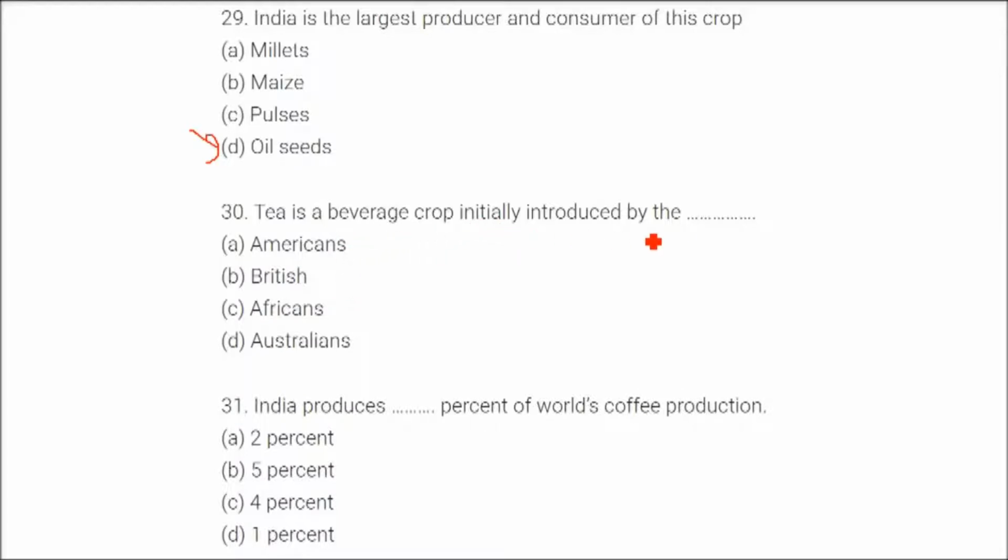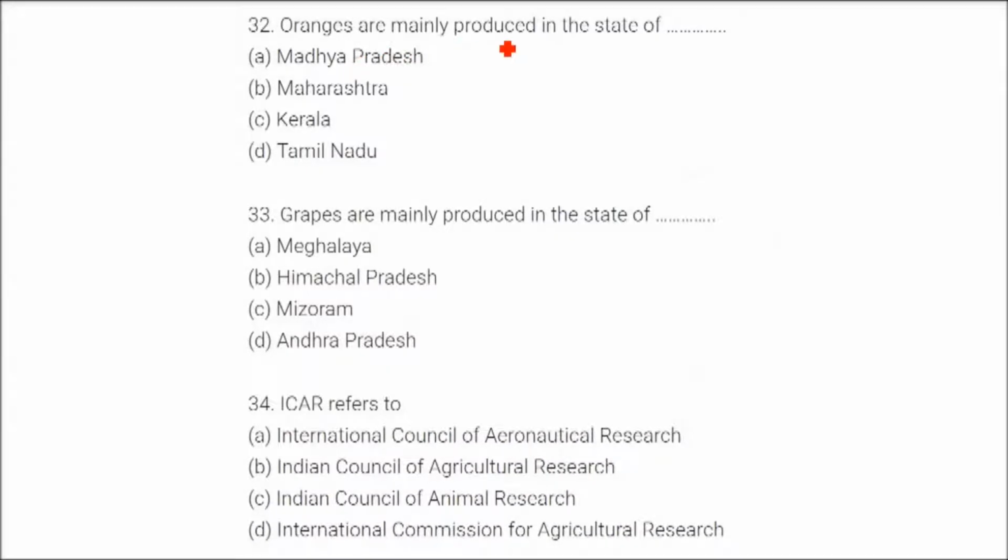Tea is a beverage crop initially introduced by whom? By the British. Actually, the origin is from China, but the British introduced it to us. India produces what percentage of world's coffee production? It's 4%. Oranges are mainly produced in the state of Maharashtra. Grapes are mainly produced in the state of Andhra Pradesh.